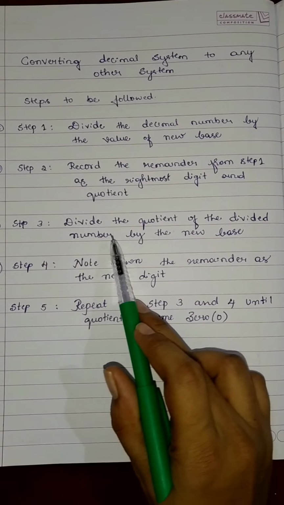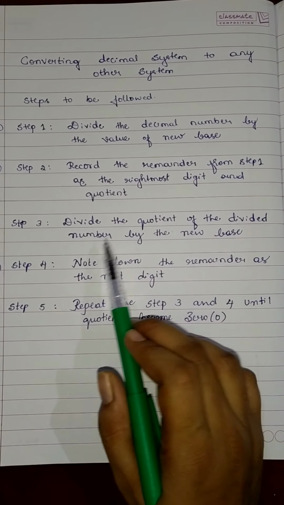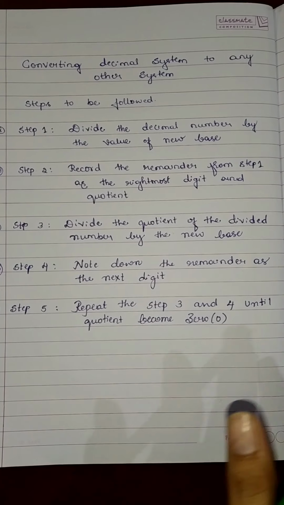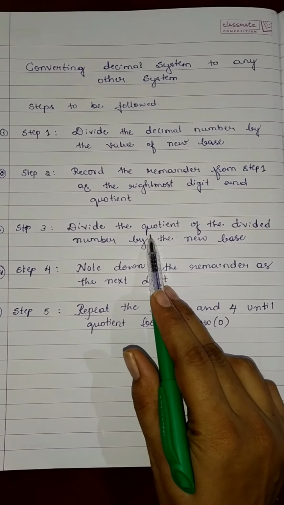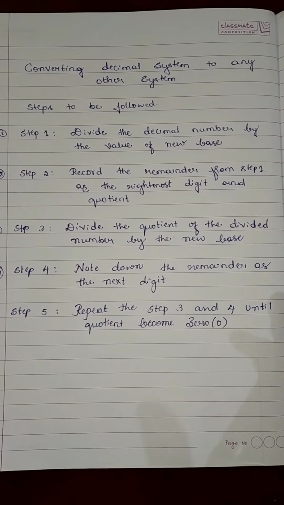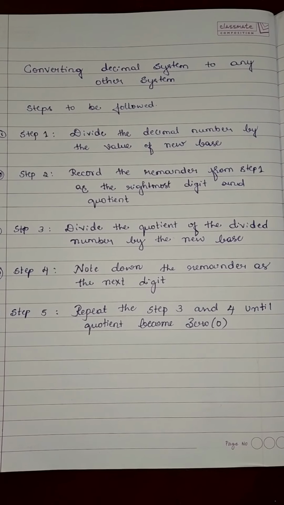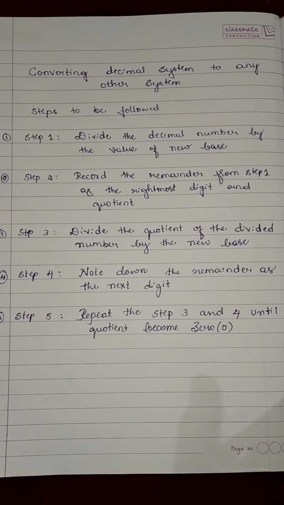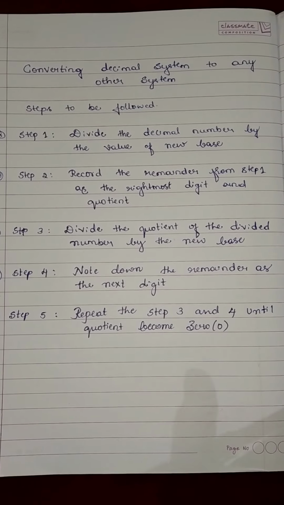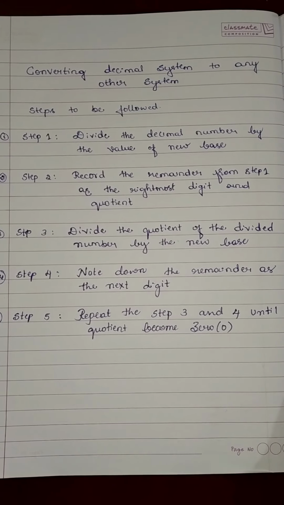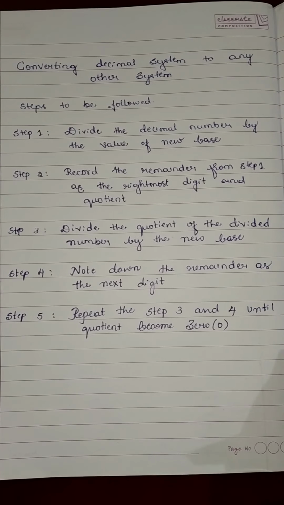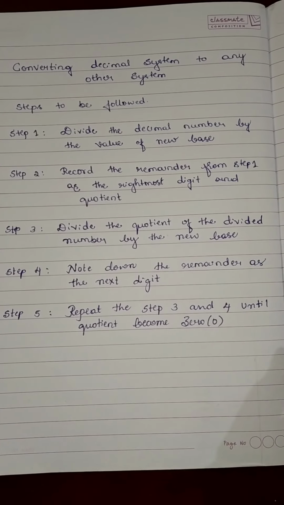In the third step we have to divide the quotient of the divided number by the new base. Once we are done with step 1, we again divide the produced quotient by the new base. Now I am converting decimal into binary, so I have to divide the given number repeatedly by 2. Once I get a remainder, that is considered the rightmost digit. The rightmost digit is nothing but the remainder. Then again I divide the quotient by the new base.